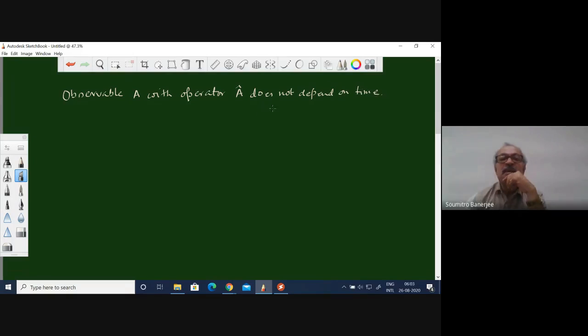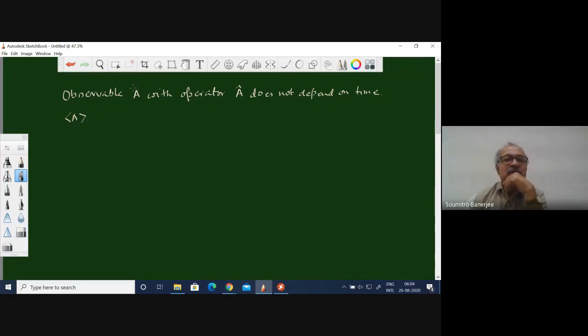What does it mean? It means that, for example, x as an operator does not depend explicitly on time. Px as an operator does not depend explicitly on time. The Hermitian, as an operator, depends explicitly on time only if the V function, the potential function, is a time-dependent function. So we'll consider situations where A does not depend explicitly on time. So x, px, H are all examples of such operators.